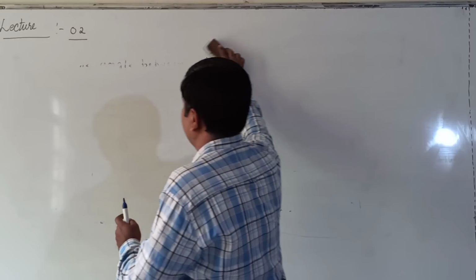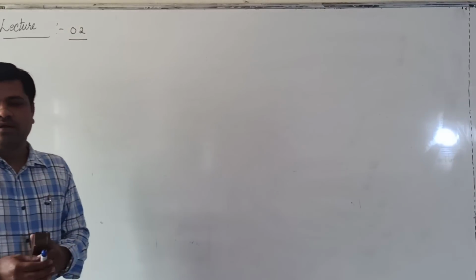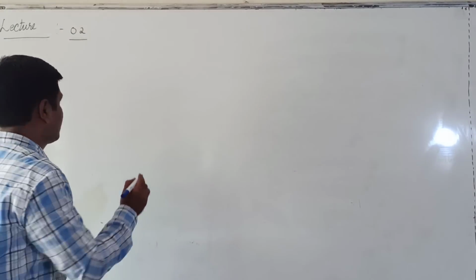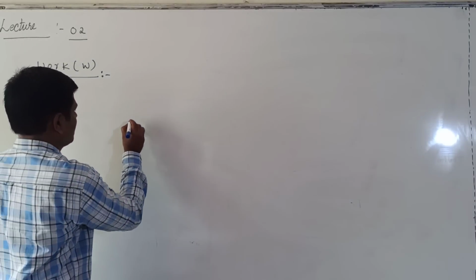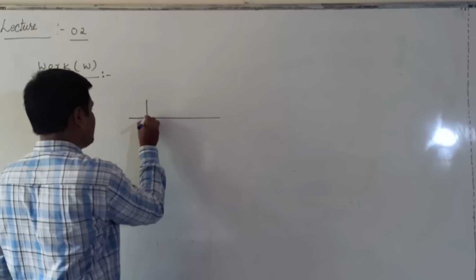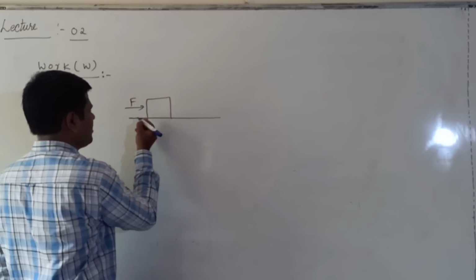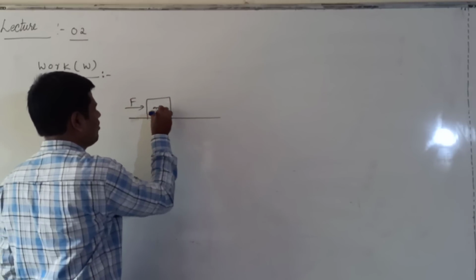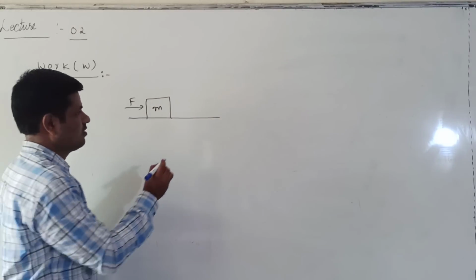Next we will define the work. What is work here? Work is denoted with W. Listen here. Suppose one body, or one block, is placed on the table. The block has mass M, and I am applying the force F.